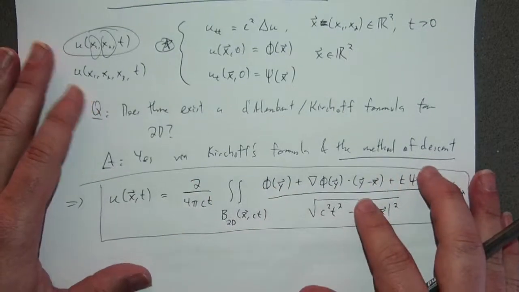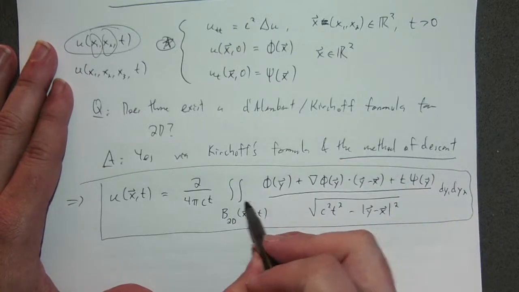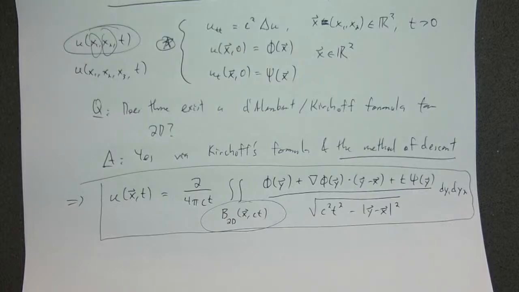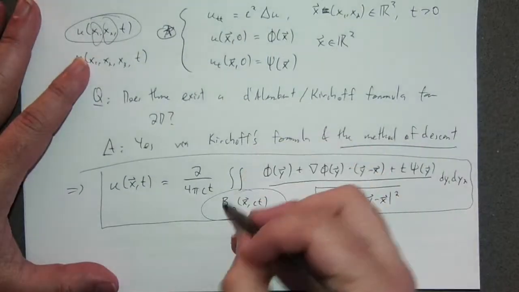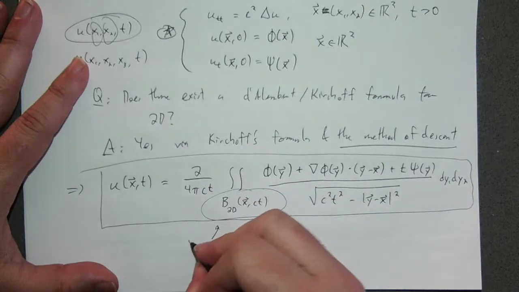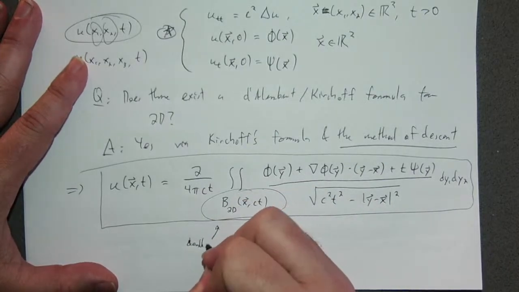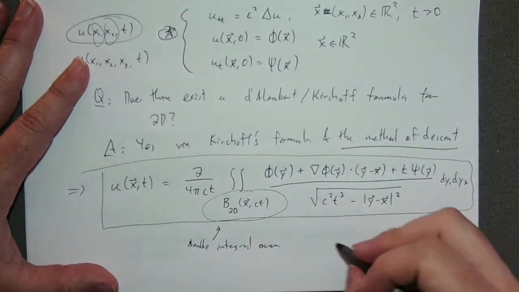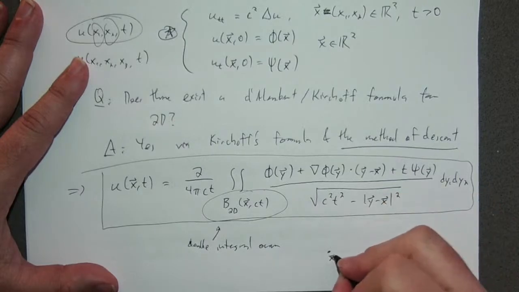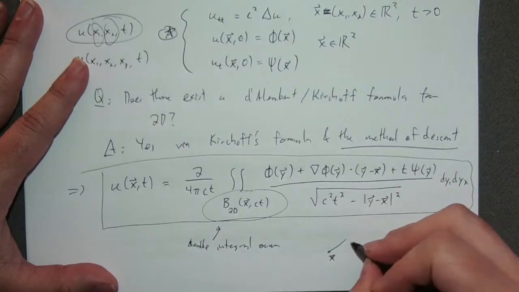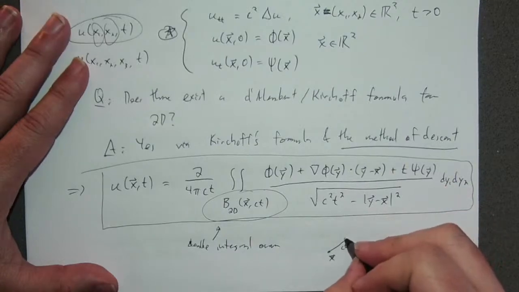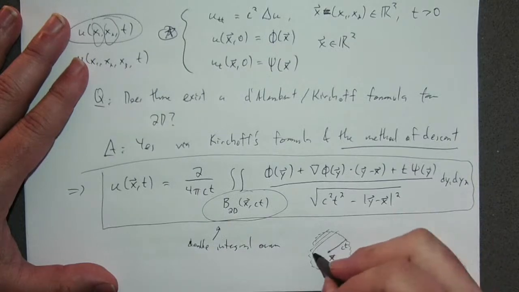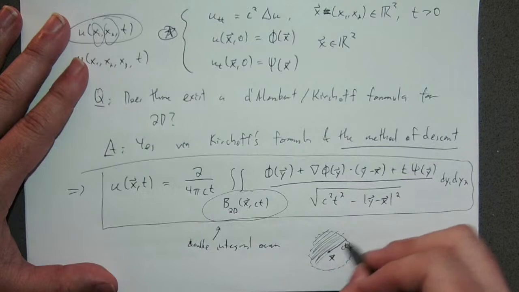What I'm really going to focus on here is that this integral is a little bit different. This is now a double integral over a two-dimensional ball. So here's x, and if its radius is ct, then the ball we're integrating over is this thing. So it's this whole region here.